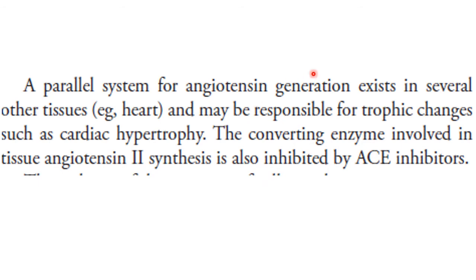Similarly, this angiotensin generation is not only present in your kidneys, it is also present in your heart. And in the heart, this angiotensin is responsible for many trophic changes, such as cardiac hypertrophy. So when you use these ACE inhibitors, it also prevents these trophic changes and cardiac hypertrophy. So these ACE inhibitors are very beneficial in patients in which there is cardiac hypertrophy, so their hypertension will be controlled as well and there will also be less trophic change.